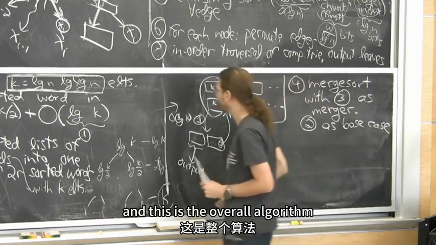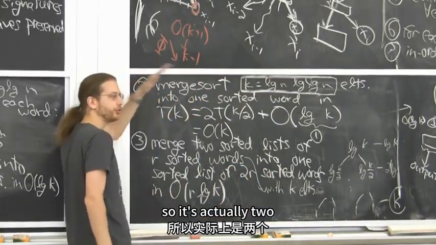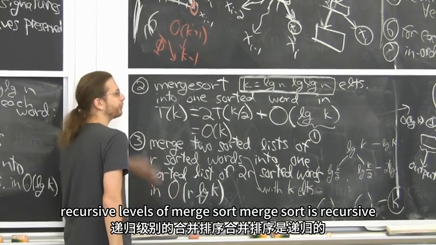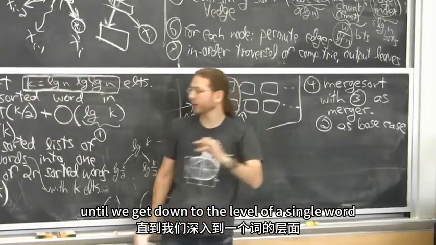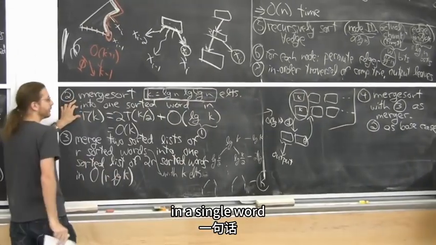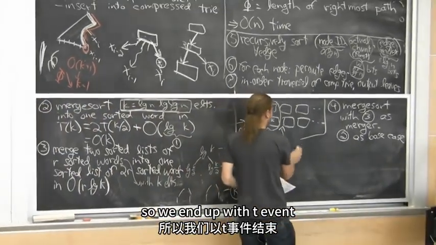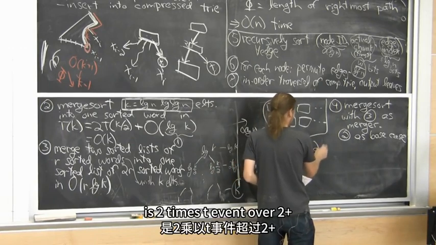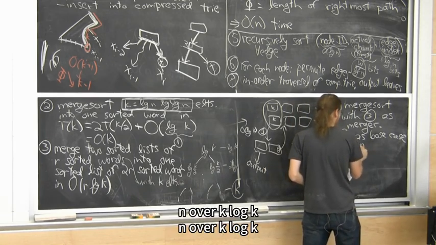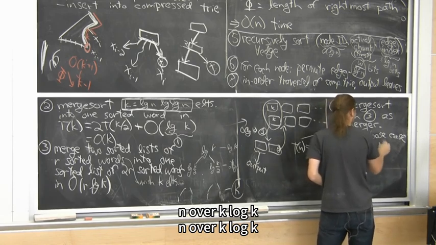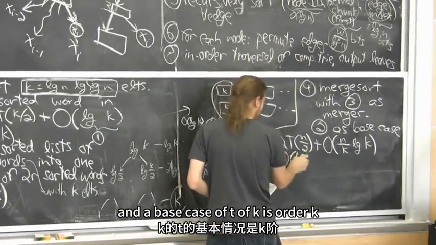And this is the overall algorithm. It's one merge sort. We're going to use this as the merger, and we're going to use this as the base case. So it's actually two recursive levels of merge sort. Merge sort is recursive within step 4 for a while until we get down to the level of a single word. Then we use this thing to deal with things in a single word. Okay? So we end up with T of n is 2 times T of n over 2 plus n over k log k. And a base case of T of k is order k.